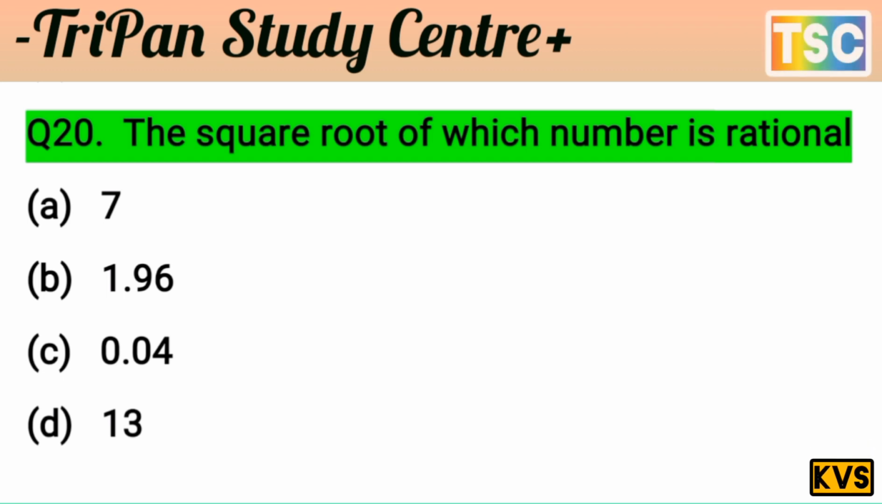Let's see what the answer is for this question. The square root of which number is rational? 7 is nothing here, that is the wrong answer. B, 1.96, is a perfect square, so its root is rational. B is correct here. And C, 0.04, is also a perfect square, the square of 0.2. It means this is a right answer too. So B and C are right answers. But the question is clear: the square root of which number is rational. It means B and C are correct. You know that this situation is most important here, because two options are correct here. The options B and C are correct.